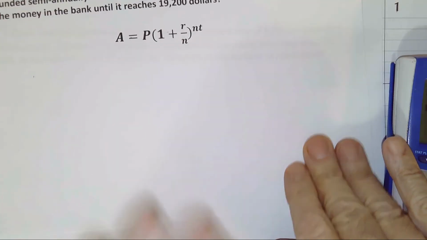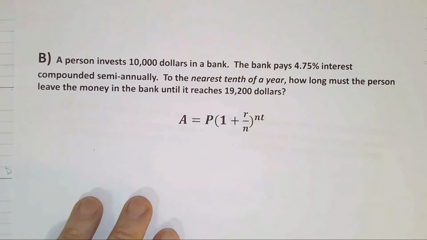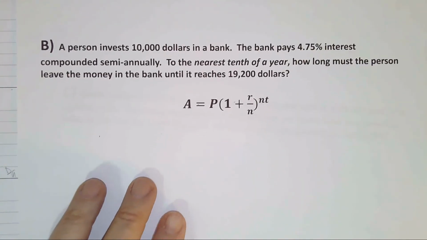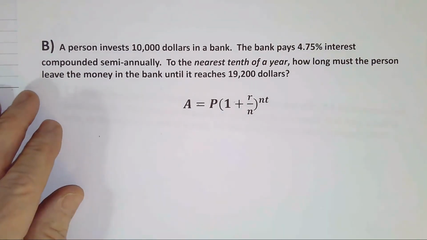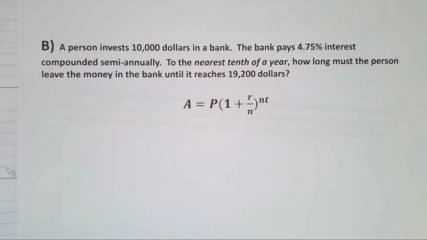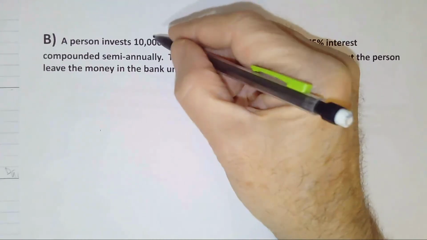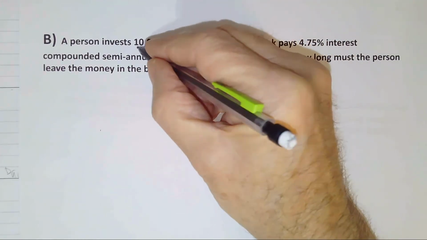Let me bring this down. A person is investing $10,000 in a bank. The bank pays 4.75% interest, compounded semi-annually. Okay, so let's start marking this up. We start out with $10,000, and since this is money invested, this is going to be the principal.